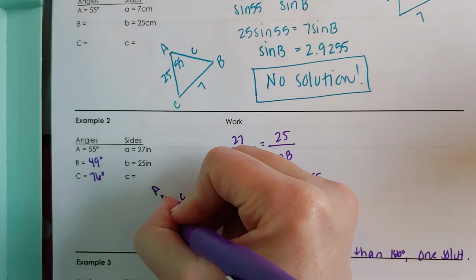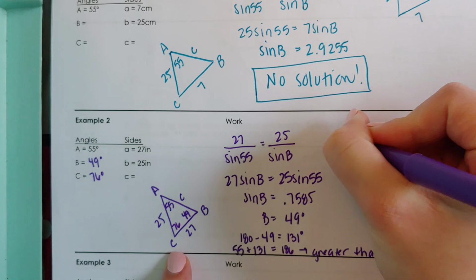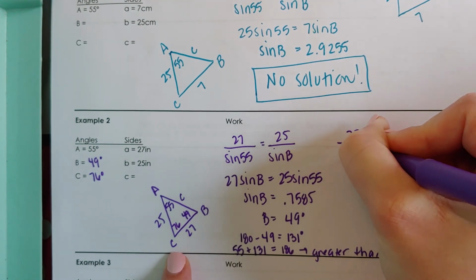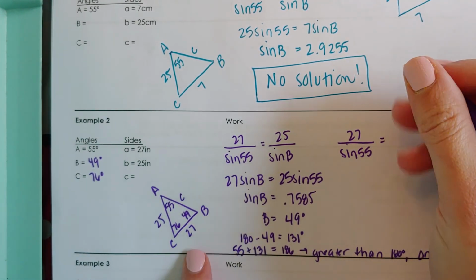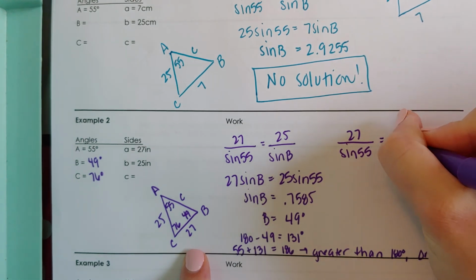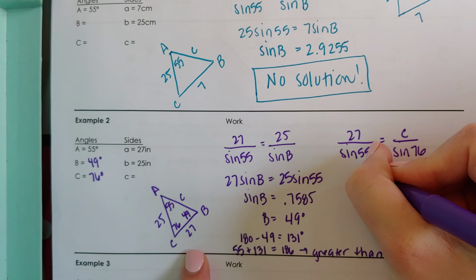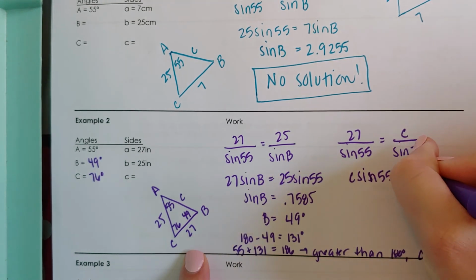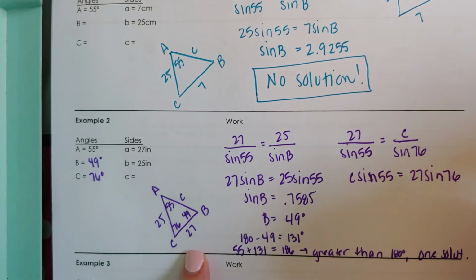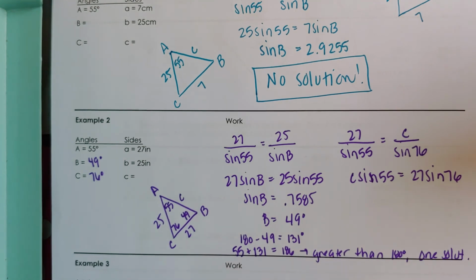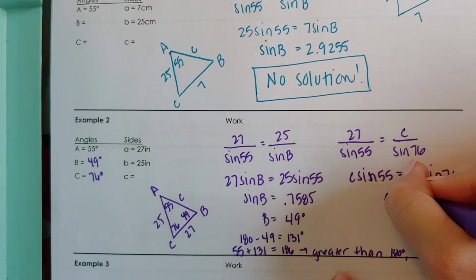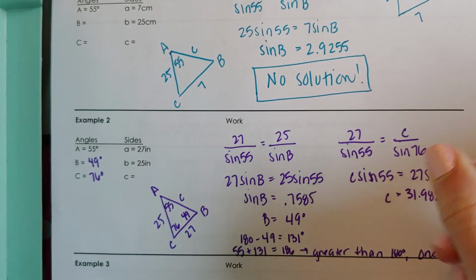So then I'm going to use 27 over sine of 55 again, that's the pair that you know, equals c over the sine of 76. So we get c sine of 55 equals 27 sine of 76. Type that into your calculator and you get c equals 31.982. Write that in over here.